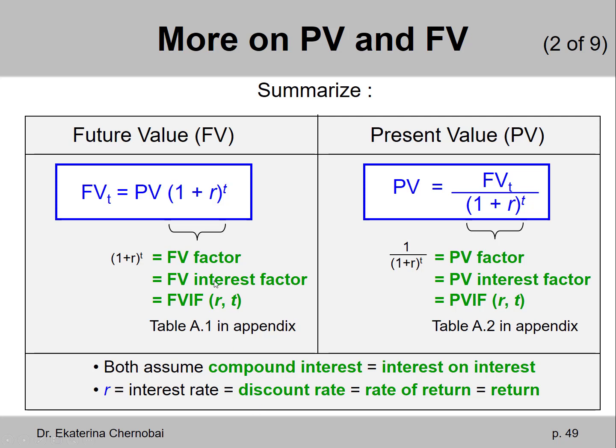In both formulas, r is the rate, interest rate, or discount rate, or rate of return. It all means the same thing. And both formulas assume compound interest, which includes simple interest and interest on interest.